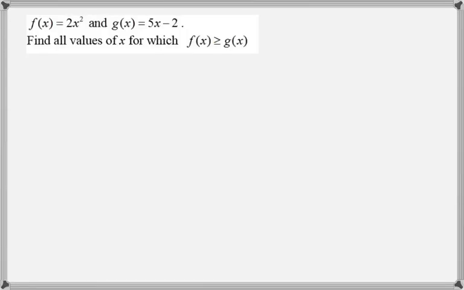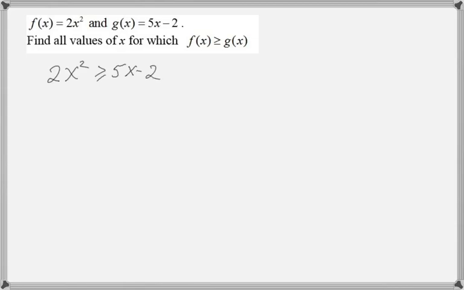To start this problem, I simply want to plug in what I know about f of x and g of x so that I can look at this and decide what algebra I need to do. So for this problem, if f of x is greater than or equal to g of x, I know that f of x, which is 2x squared, must be greater than or equal to g of x, which is 5x minus 2.